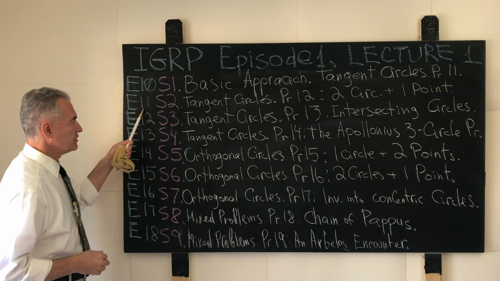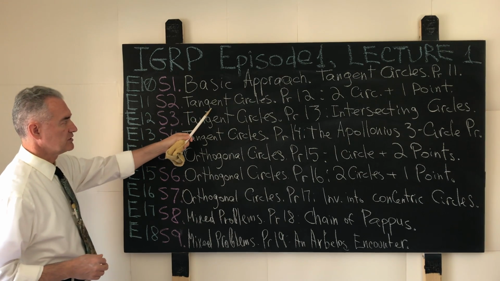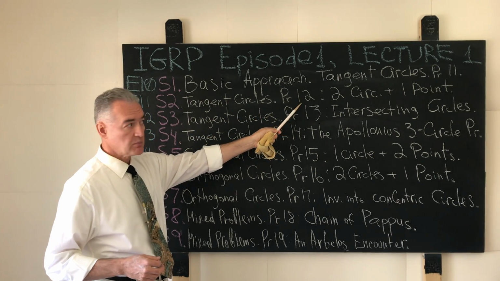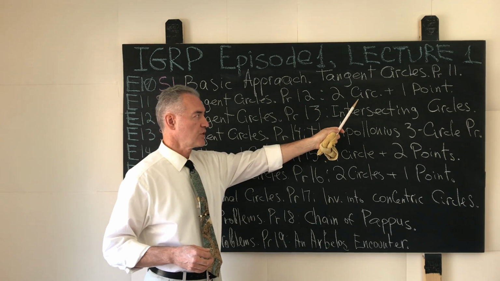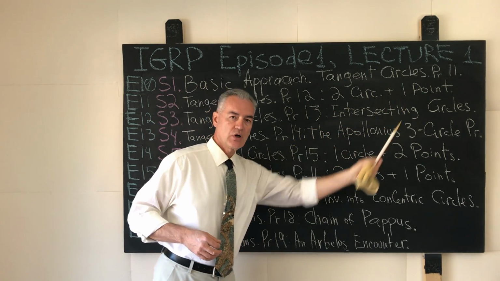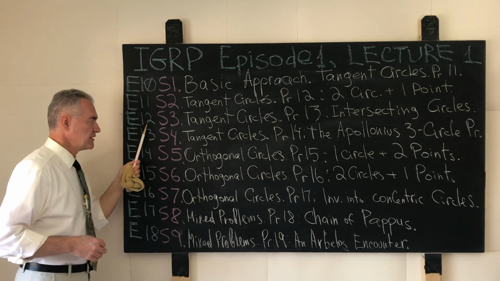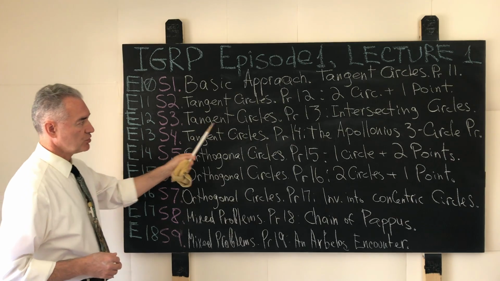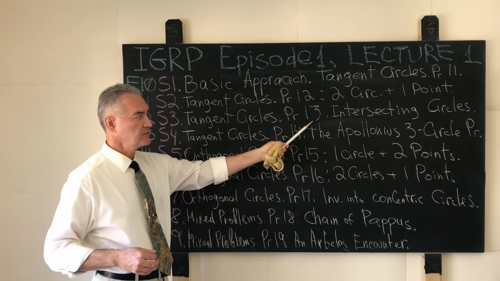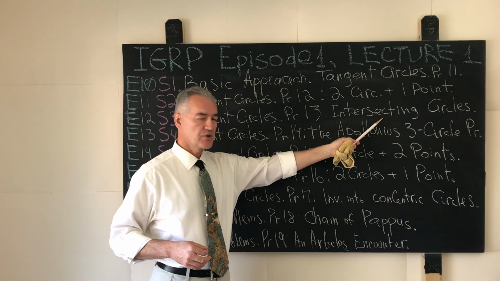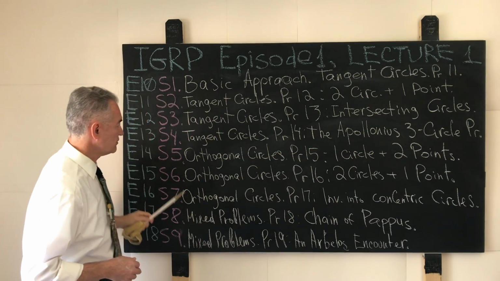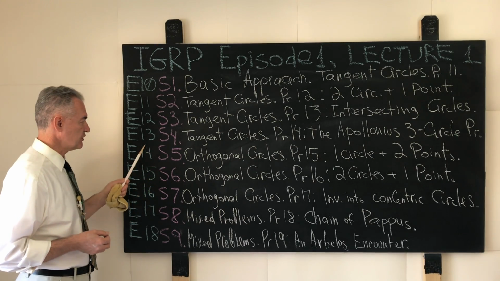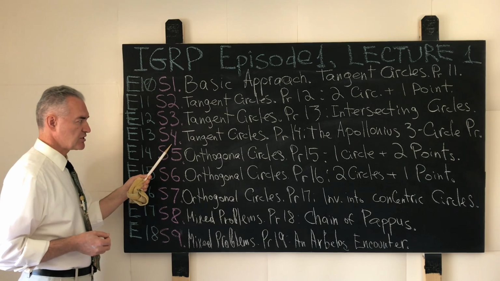Next, in episode 11, seminar 2, we will still be dealing with tangent circles. We will solve problem number 12, and that problem will deal with 2 circles and 1 point. In episode 12, seminar 3, we will still be dealing with tangent circles. We will solve problem number 13, and that problem will deal with intersecting circles. And we will conclude the dedicated and short study of tangent circles in episode 13, seminar number 4.